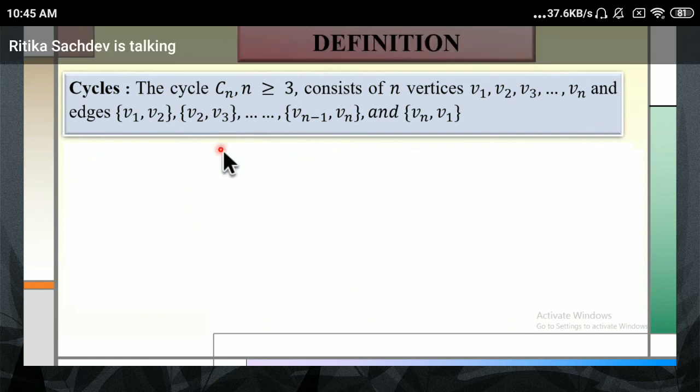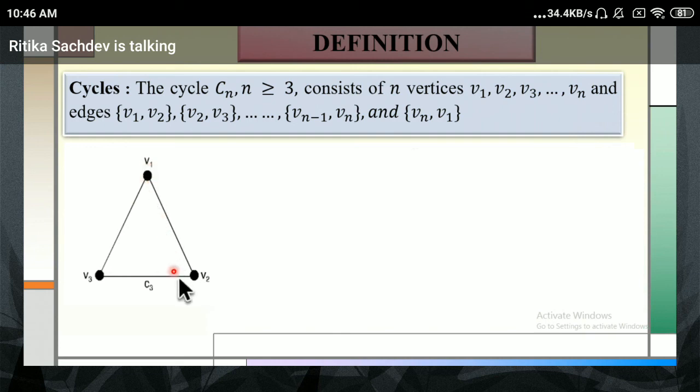Cn is called a cycle and it should consist of n vertices where n is greater than or equal to 3. So we have v1, v2, v3 till vn and edges v1 v2, that is v1 is connected to v2, v2 is connected to v3 and so on. And if you see here, we are simply saying a cycle. In a cycle, every vertex has degree 2 because it has been connected to its two neighbors.